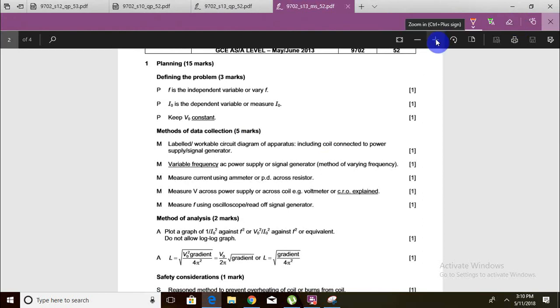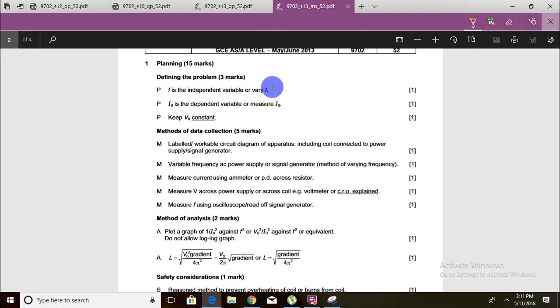F is the independent variable. Yes, I naught is dependent, and we need to keep V naught constant, 3 marks scored. We need a labeled workable circuit diagram of apparatus, including coil connected to either power supply or signal generator. Done. Variable frequency AC power supply or signal generator. Yep. Measure current using ammeter or PD across resistor. Done.